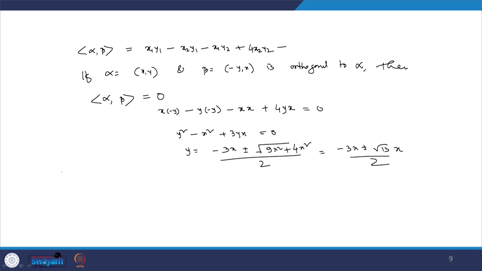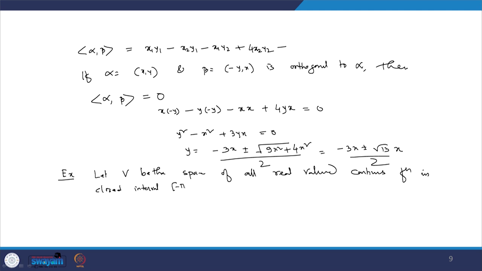Again, let me take another example over the space of continuous functions. Let V be the space of all real valued continuous functions in the closed interval minus pi to plus pi. Then sin t is orthogonal to cos t. You can check this as homework.